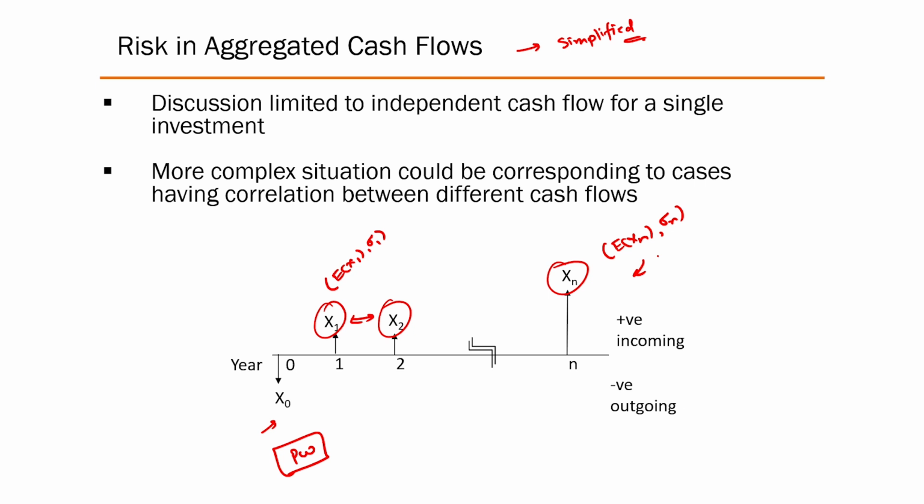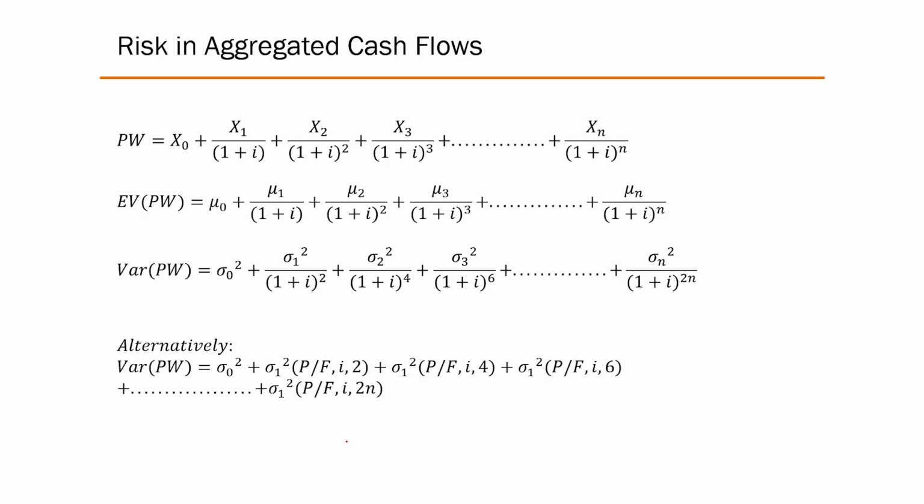Okay, so using this information, how do you make the estimates about the probability distributions of present worth or annual worth? I'll give you an example. Your present worth formula is simply this: x0 plus x1 upon 1 plus i, x2 upon (1 plus i) squared, up to xn upon (1 plus i) to the power n. This is straightforward, nothing new.